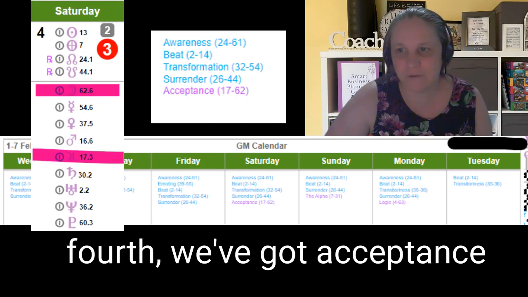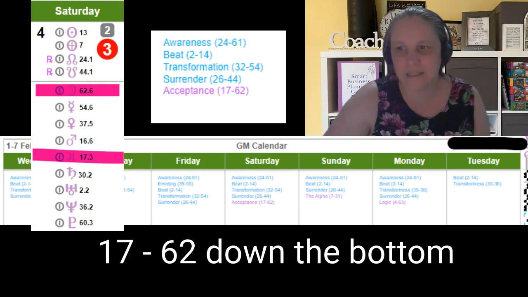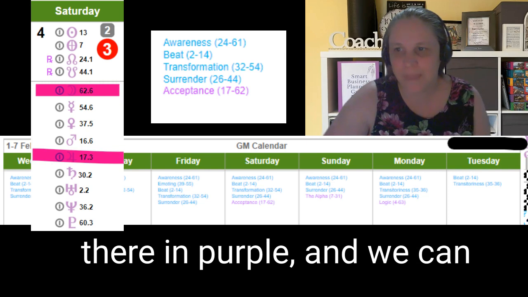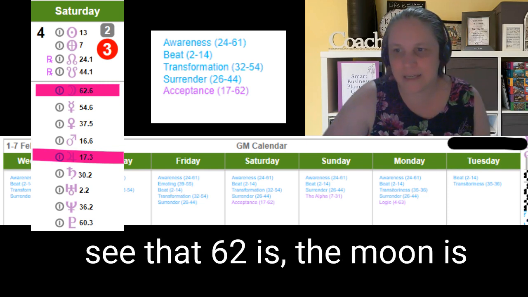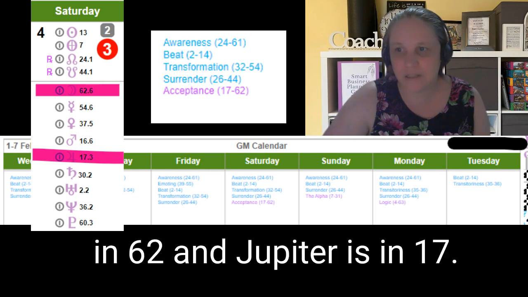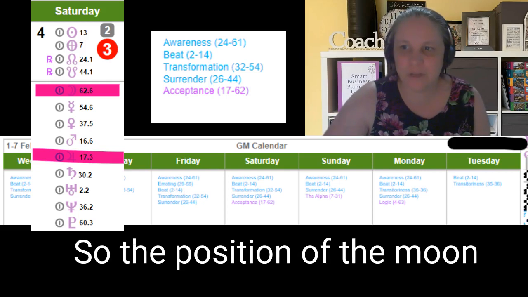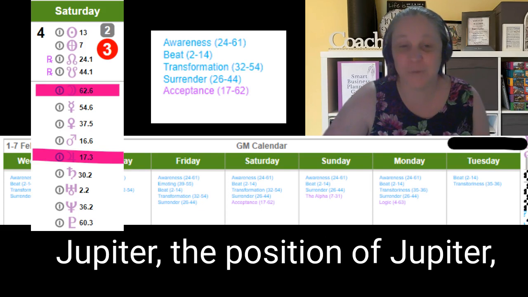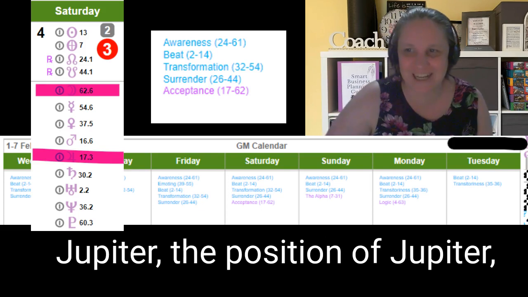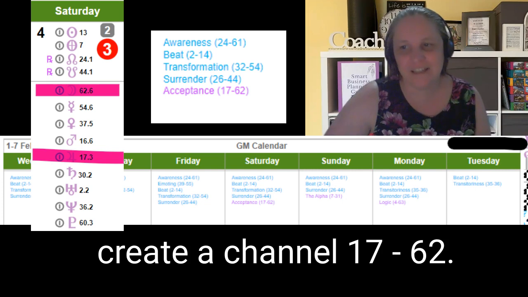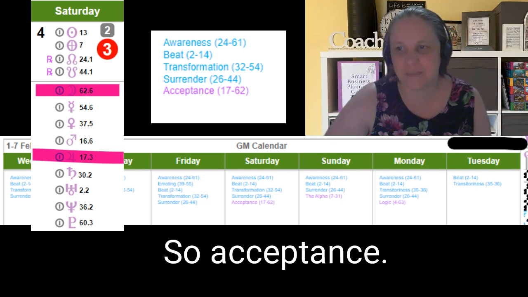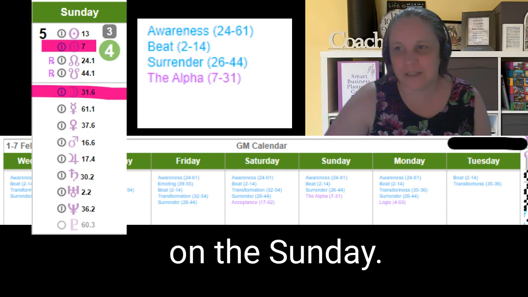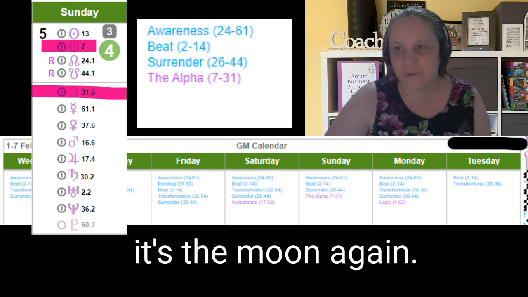So if we look at Saturday the 4th, we've got acceptance 1762 down the bottom there in purple. And we can see that the moon is in 62 and Jupiter is in 17. So the position of the moon and the position of Jupiter create a channel, 1762, acceptance. And then the same on the Sunday, I'm going to guess it's the moon again.